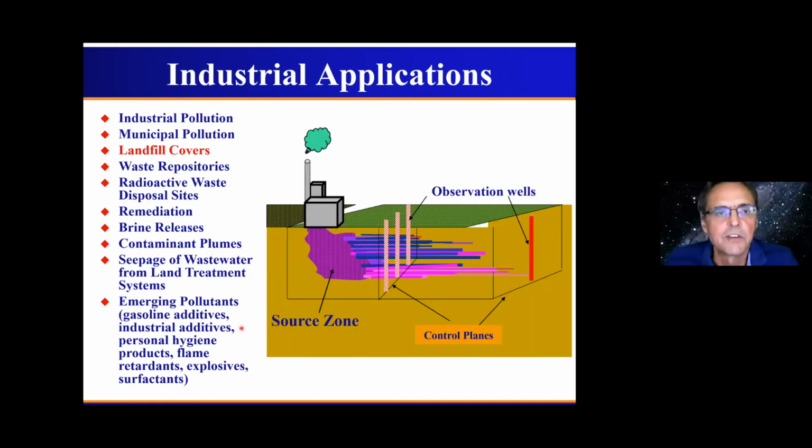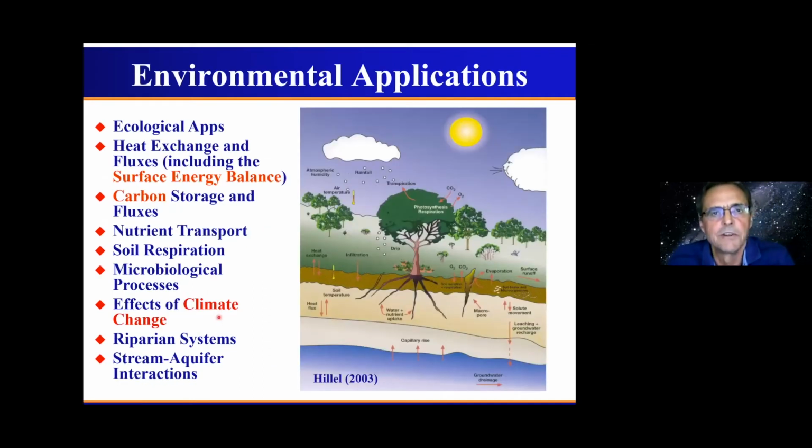There are also a lot of industrial applications, which usually deal with various industrial and municipal leaks. One can evaluate landfill covers, surface covers, various repositories and leaks from the repositories, etc. So there are a lot of industrial applications. And finally, also environmental applications. So the model has a surface energy balance component, which means that it can predict temperature. It can deal with carbon dioxide transport and flow in the soil. And so it can address different problems associated with climate change.